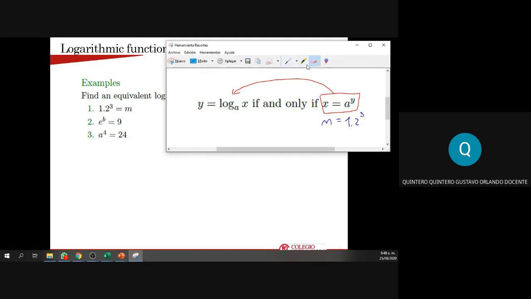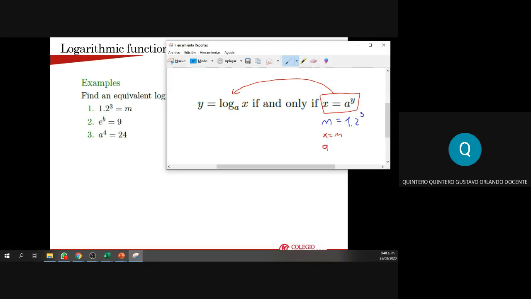From here, I know that the value of x is our m. I also know that the value of a is going to be 1.2, and the value of y is going to be equal to the exponent, so 3. Now that I have these three values, I can change my expression. All I have to do is rewrite the new expression following the proper values.